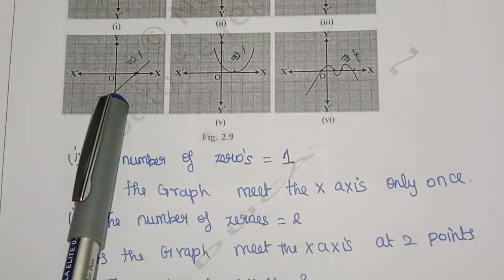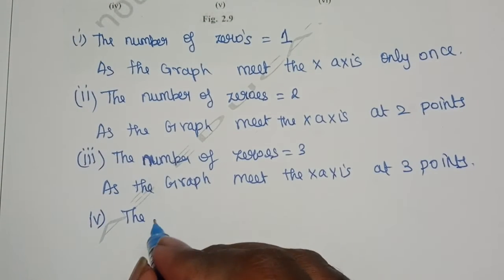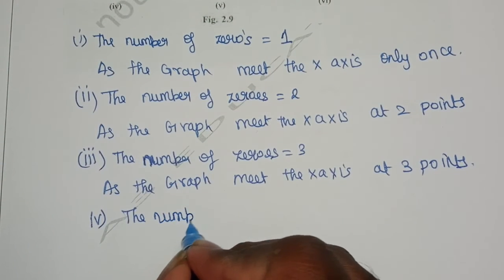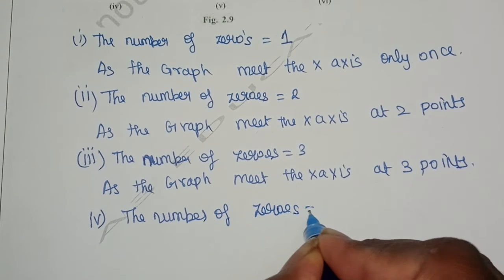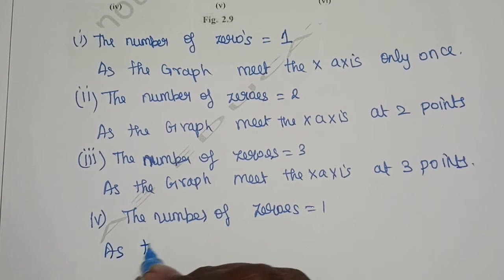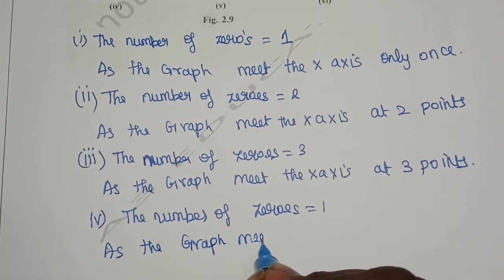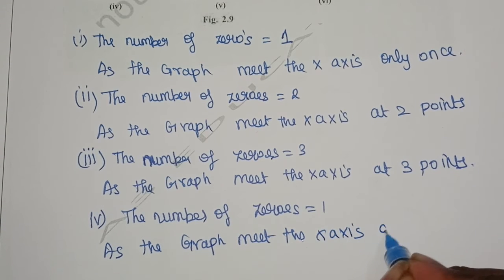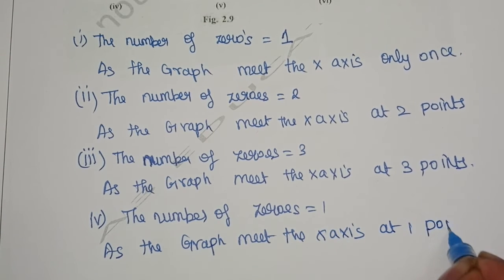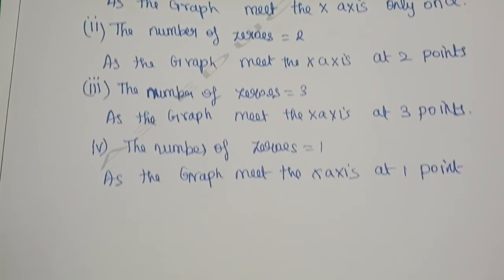Fourth and fifth subdivision, there is only one. Last subdivision 4. Okay. The number of zeros is equal to 1, as the graph meets the x-axis at 1 point. Okay. Next, fifth subdivision.